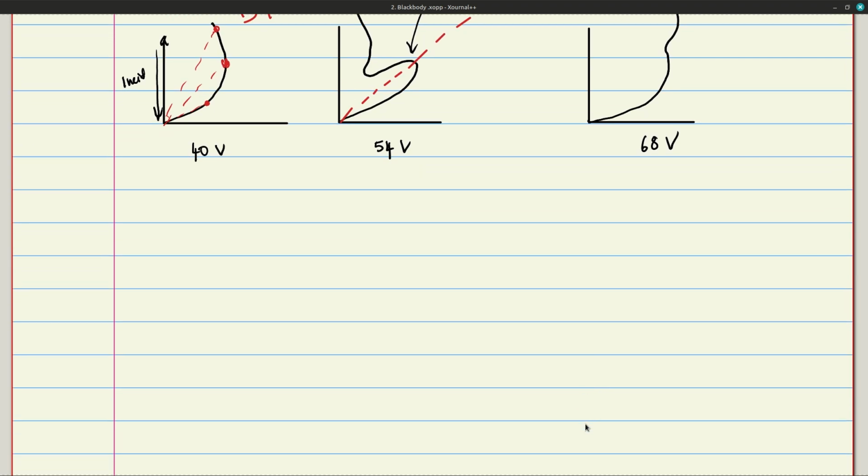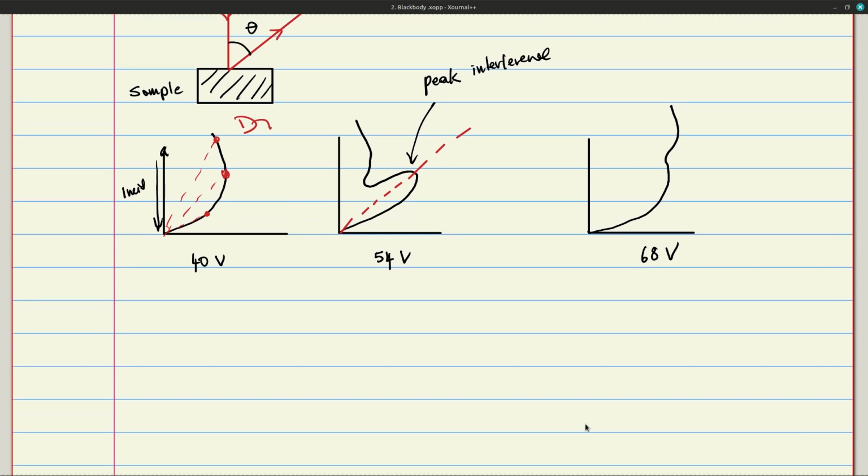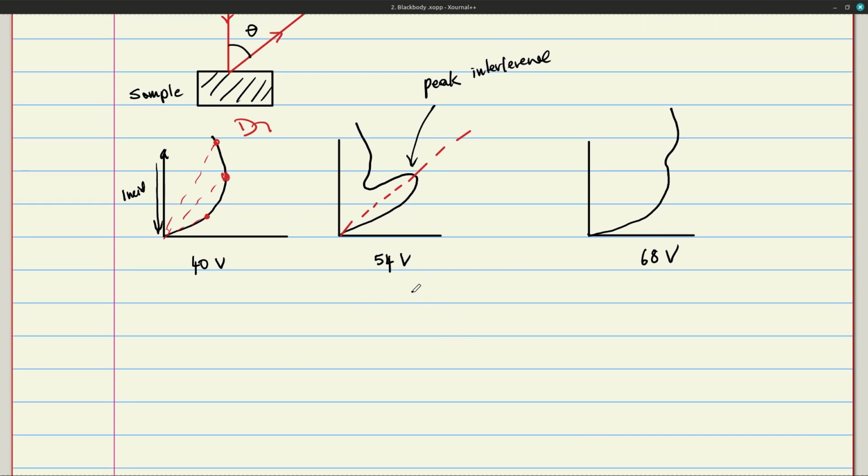Now, how do we understand this experiment? From the experiment, the data suggests we have this angle, right? This angle is 50 degrees. I need two things from the data. First, the angle theta is 50 degrees, and the second is the kinetic energy, approximately 54 volts.